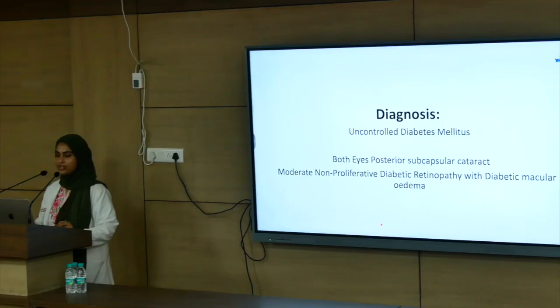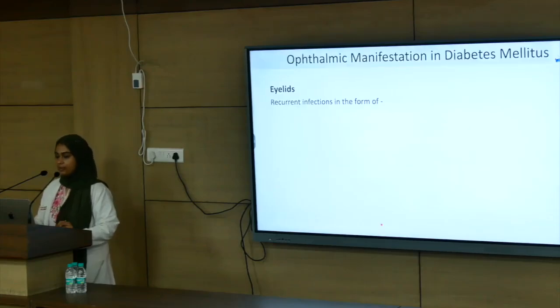So we diagnosed the patient with uncontrolled diabetes mellitus, both eyes posterior subcapsular cataract, and moderate non-proliferative diabetic retinopathy with diabetic macular edema. Moving forward to the ophthalmic manifestations in diabetes mellitus.